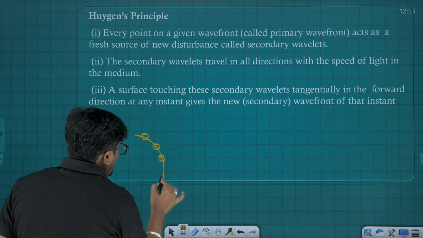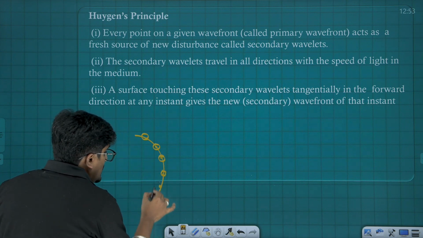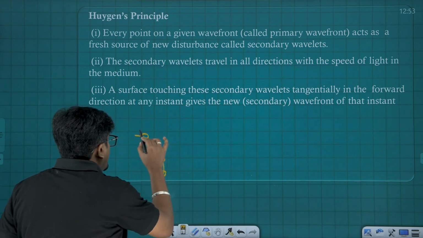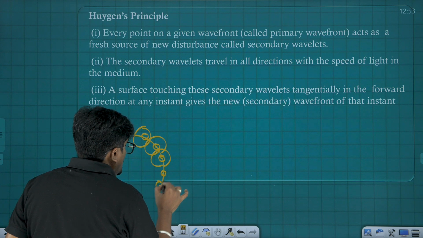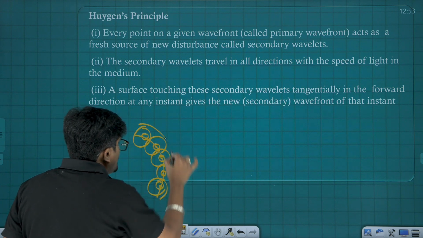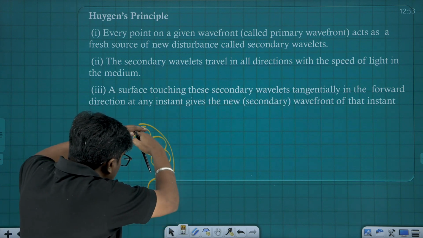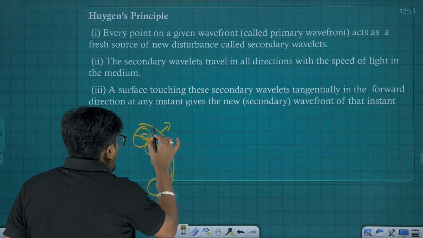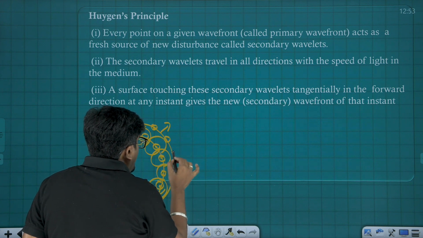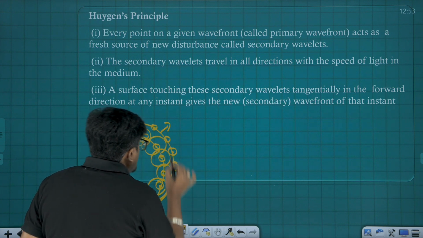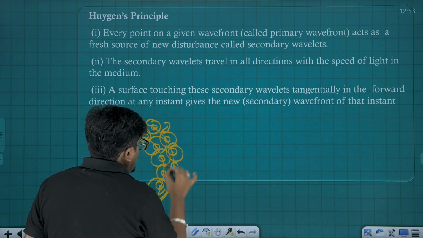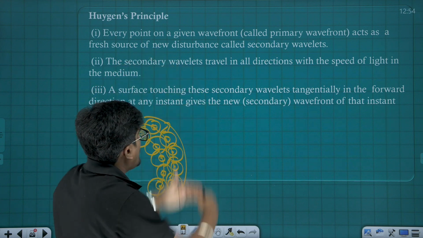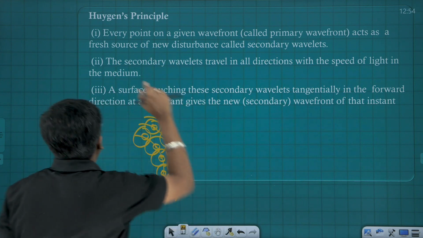on the primary wavefront acts as a source of what? Another wave, which is known as a secondary wave, and this secondary wave keeps on growing like this, traveling in all possible directions. Once we give another envelope, this acts as a secondary wavefront, and every point on this secondary wavefront again acts as a source of another wave, and it will keep growing like this, and this will be the next secondary wavefront. Alright, so basically all these points tell this thing. Okay, that is Huygens principle.